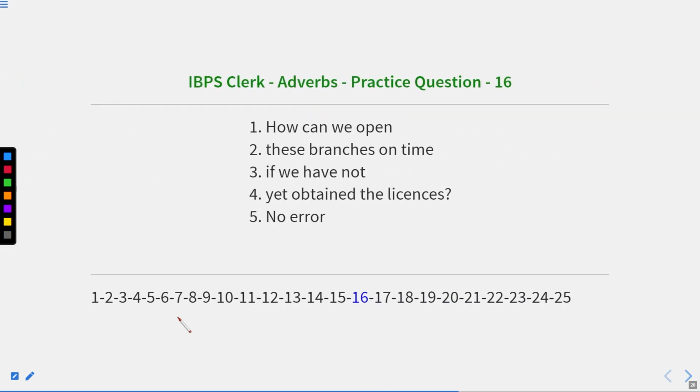How can we open these branches on time if we have not yet obtained the licenses? So if we see the first part, that is how can we open, correct. These branches on time, again correct. If we have not yet obtained the licenses, this is also correct. Therefore the sentence contains no error. Therefore the answer is 5, that is no error. Now let us move to the next one.